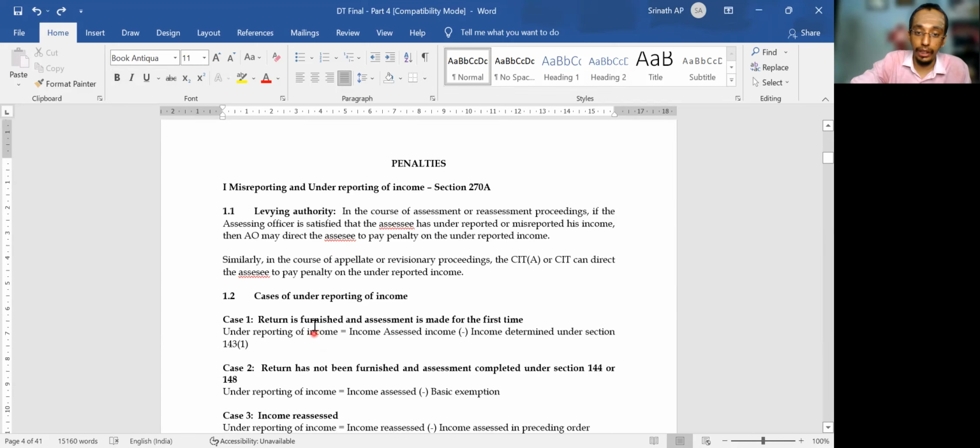In case of underreporting of income, first, if return of income is furnished and assessment is made for the first time, underreporting would be equal to assessed income minus income as per 143(1). Return of income not furnished and assessment can be only under 144: underreporting of income would be income assessed minus basic exemption. For someone, if basic exemption is not there, then it is zero. That's all.